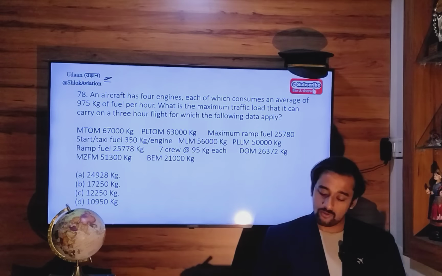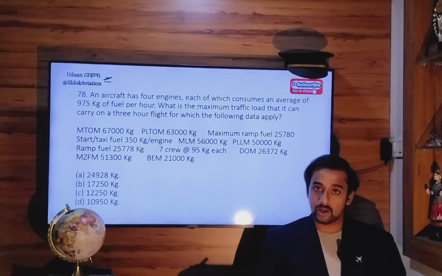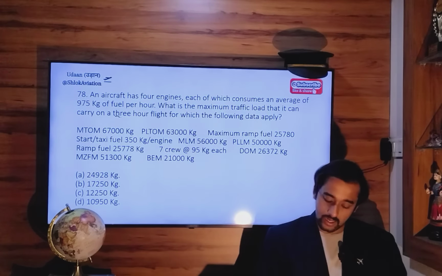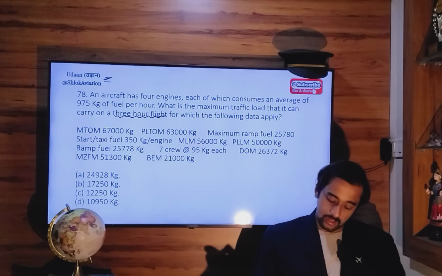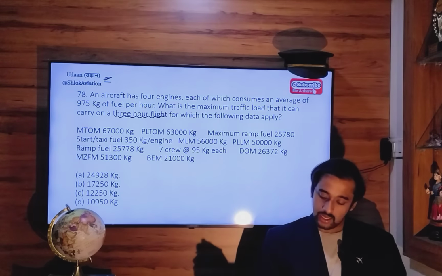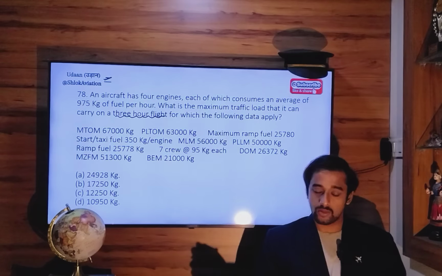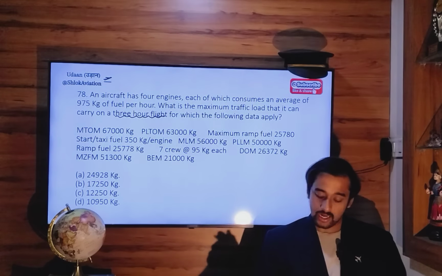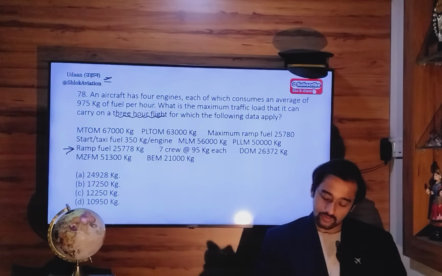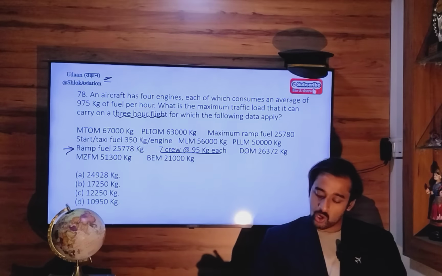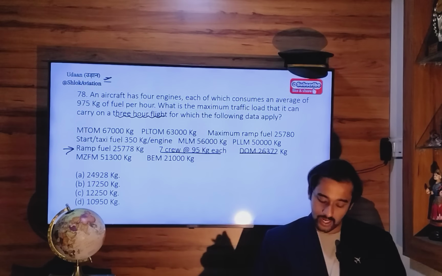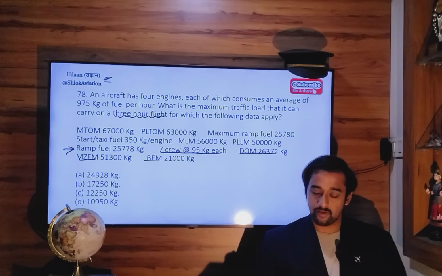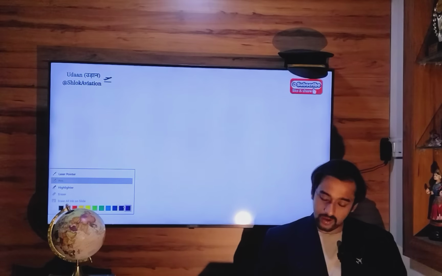Aircraft has 4 engines, each of which consumes an average of 975 kg fuel every hour. What is the maximum traffic load that can be carried on a 3-hour flight for which the following data apply? Takeoff mass, performance and structural, ram fuel is given, startup and taxi fuel is given, landing mass, structural and performance are given, ram fuel is given. Now one is maximum ram fuel, that is the limit, and the actual ram fuel that you are carrying is given here. Variable loads are given to you. DOM will include that, so don't consider it separately. Zero fuel mass and basic empty mass given to you. It looks complex but very simple.